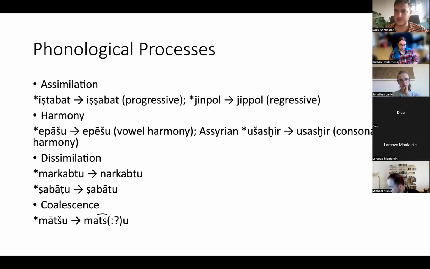Dissimilation is when one sound makes itself more different from another sound. It doesn't matter if they're adjacent or not. Usually they're not. And coalescence is, as I've already talked about, when two sounds become one together. Any question about that? Just kind of a grocery list of some of the basic terms we're going to use.